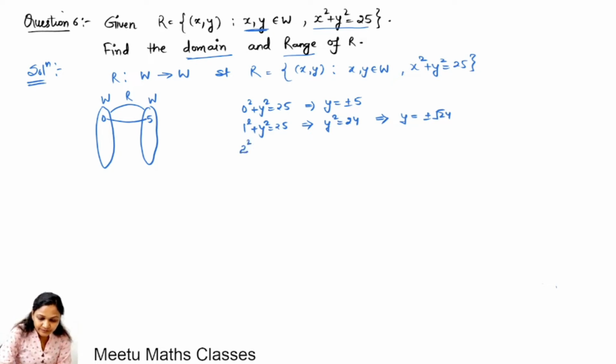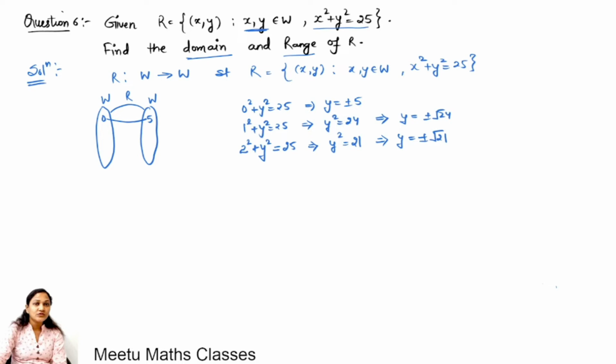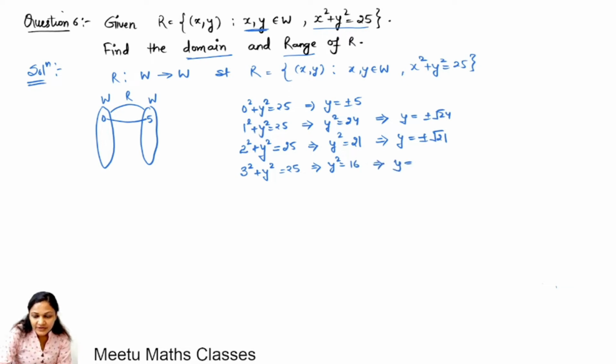Then take 2. 2 square plus y square is equal to 25. So y square is equal to 21 and y is equal to plus minus root 21. Again it is not a whole number. Then try for 3. 3 square plus y square is equal to 25. So y square is equal to 25 minus 9, which is 16. So y will be plus minus 4. Minus 4 is not a whole number but 4 is a whole number. So 3 is related to 4.